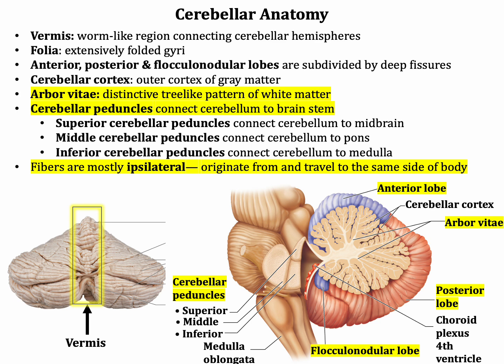Most of the fibers to the cerebellum are ipsilateral, meaning they originate from and travel to the same side of the body. So there's no crossing over for the most part that occurs from neurons originating in the cerebellum.